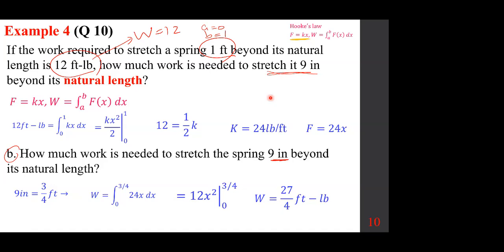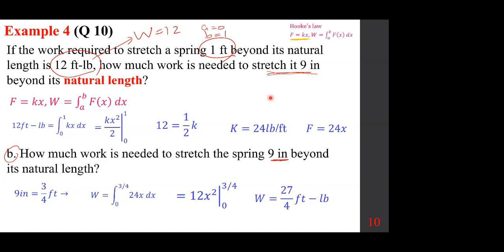So 27 over 4. Of course, in this case, even if you change it to a decimal, it's precise, because 27 divided by 4 becomes 6 3/4, which is 6.75. But in some cases, if it has many decimals, you have to be careful with the number of decimals you use.